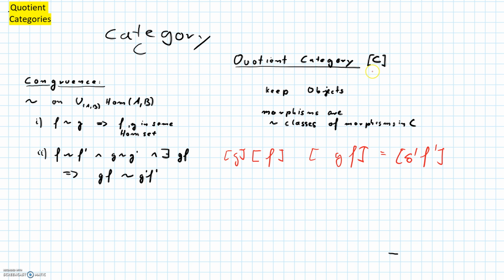And if you like, I would proceed to show you an example of a quotient category in the next tutorial. And this example will be the category H-top, which plays an important role in algebraic topology.